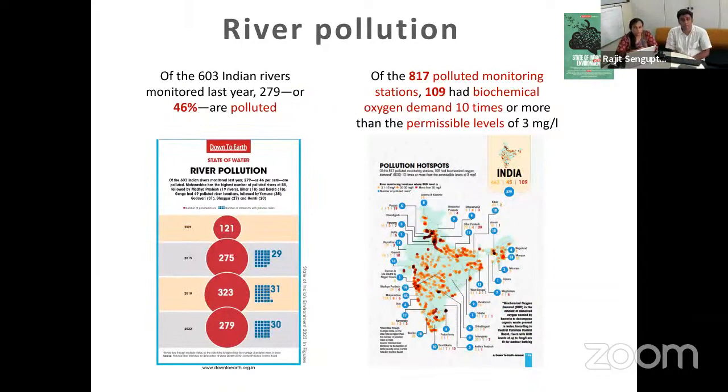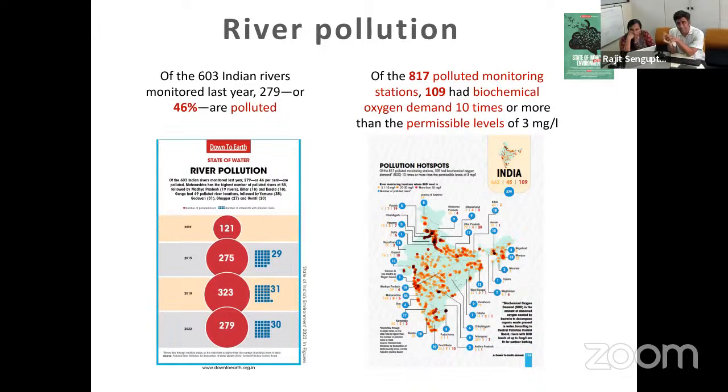We looked at rivers. 603 river bodies were monitored last year by CPCB, and out of that, 279 rivers were polluted. This includes the major rivers and also the tributaries and the smaller rivers as well. So 46% of the rivers are still polluted, even though if you look at the numbers below, in 2018 there were 323 rivers. Now it is 279, so it has come down. That basically means work is happening. However, 46% of the rivers are still polluted in India.